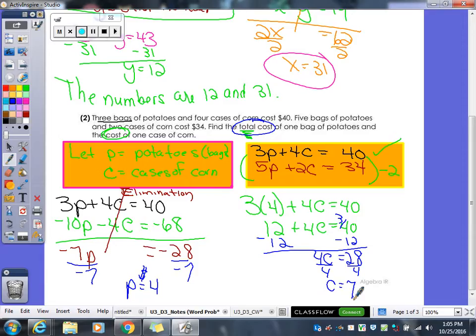So you have to write that sentence. Let's see if I can find some room here. No, I can't. So you guys will have to write the sentence. Potatoes cost $4 a bag. Corn costs $7 a case. So everybody, any questions on that one? No? Okay, next page.